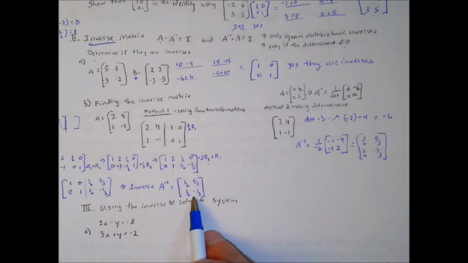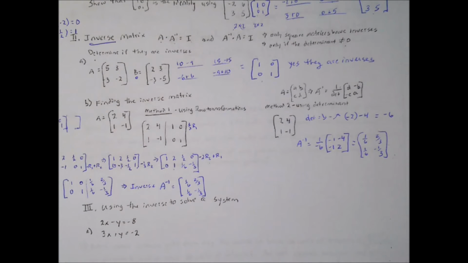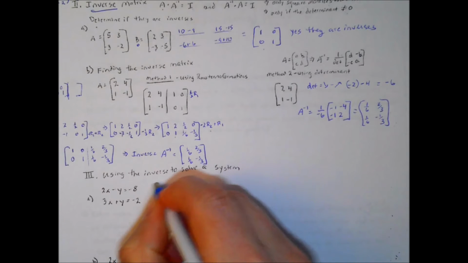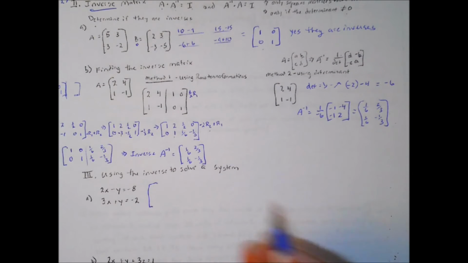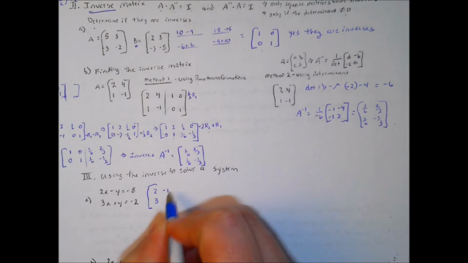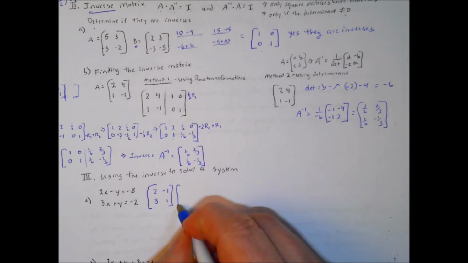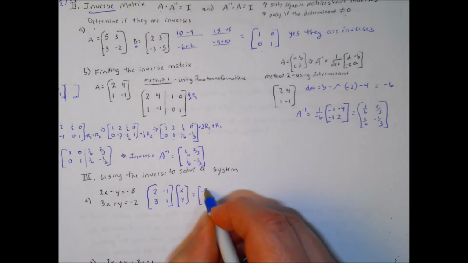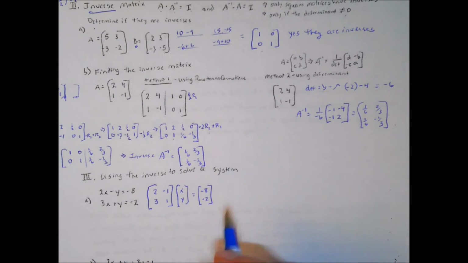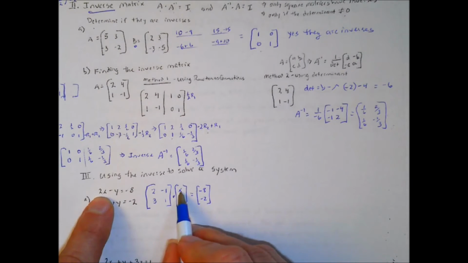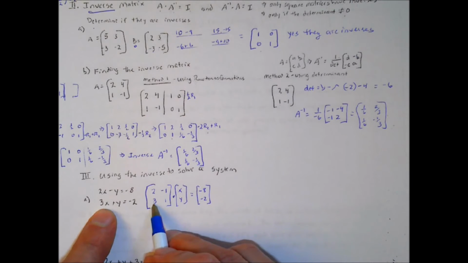Okay, now, how do you use the inverse to solve a system? This is how we're going to set this up. We're going to set up our matrix equation. So we have 2, negative 1, 3, and 1, just our coefficients, times our x and y matrix equals what it's equal to, negative 8, negative 2. And you can see how this works. Remember, if we multiply these together, this is row times column, right? So it'd be 2x minus 1y, 3x plus 1y, right? Okay, so multiplication there. So that is our equation.